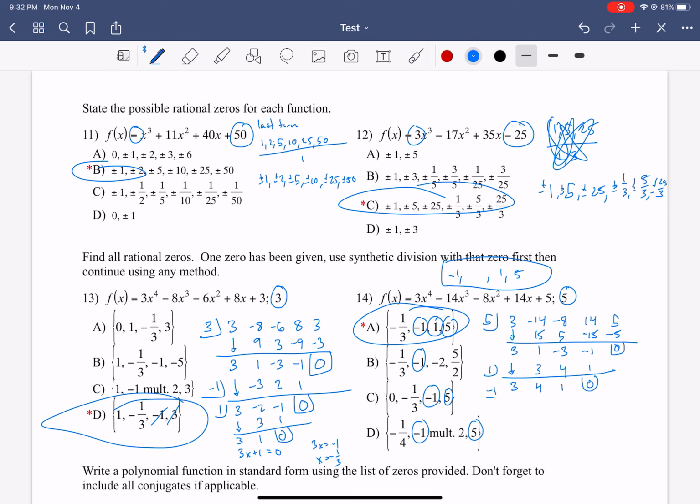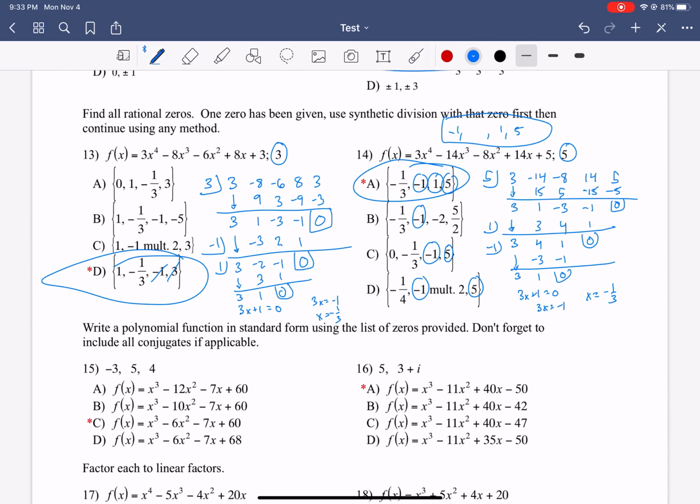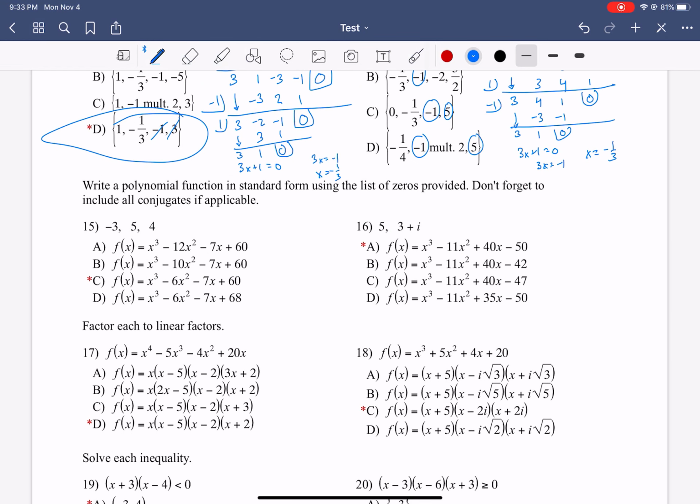All right, and then we have negative 1 as our last term that we can see clearly from our graph, and we could have gotten that with our rational root theorem. Carry down the 3. So again, we get 3x plus 1 equals 0. So 3x equals negative 1, so x equals negative 1/3. So that's again why we get A for our answer.